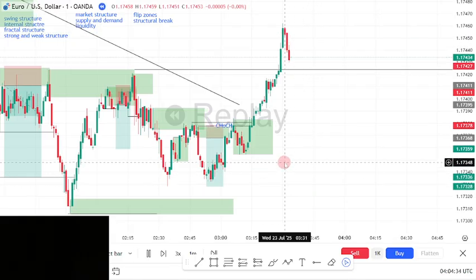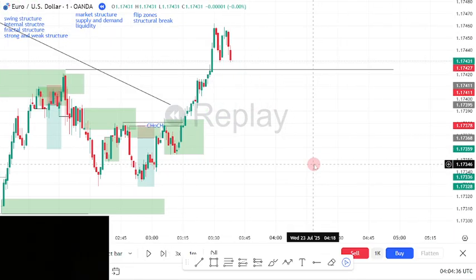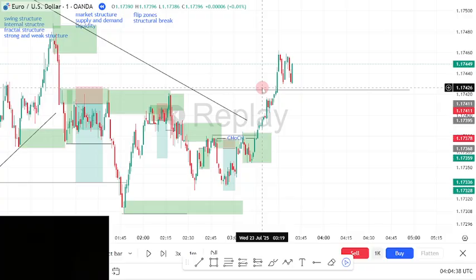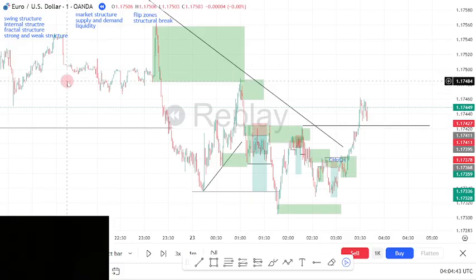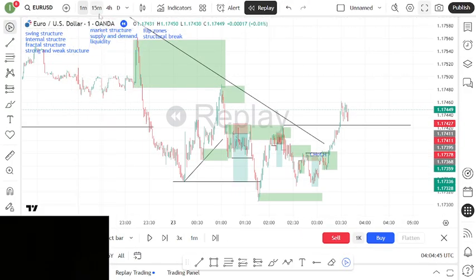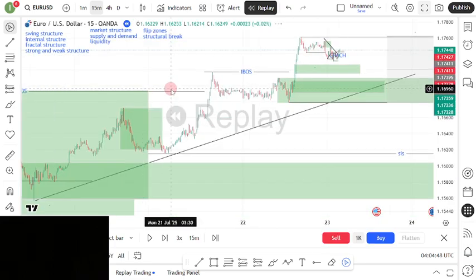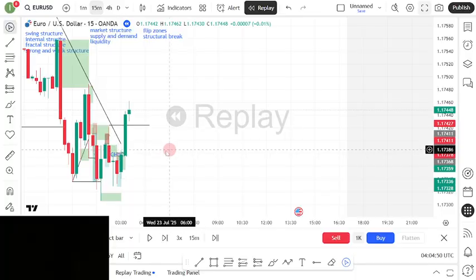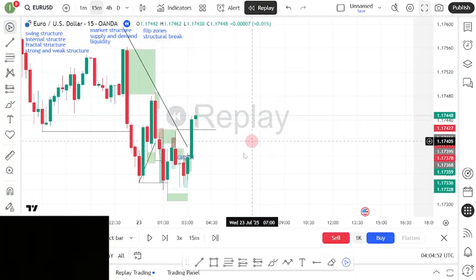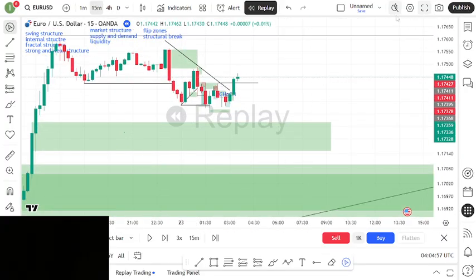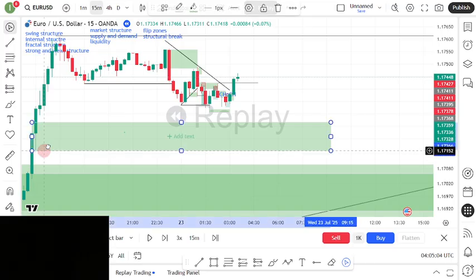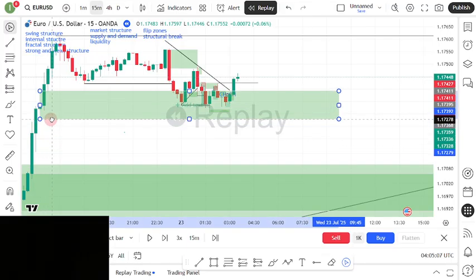Okay, nice. Demand is broken. Supply is broken. Let me go back. The internal swing structure in the 15 minute, the 1 minute has been broken, which means the 1 minute has switched bullish. The 1 minute internal structure has switched bullish. Now the 1 minute has aligned with 15 minutes. The 15 minutes was bullish, the 1 minute has switched bullish, which I think it is turning around from here.